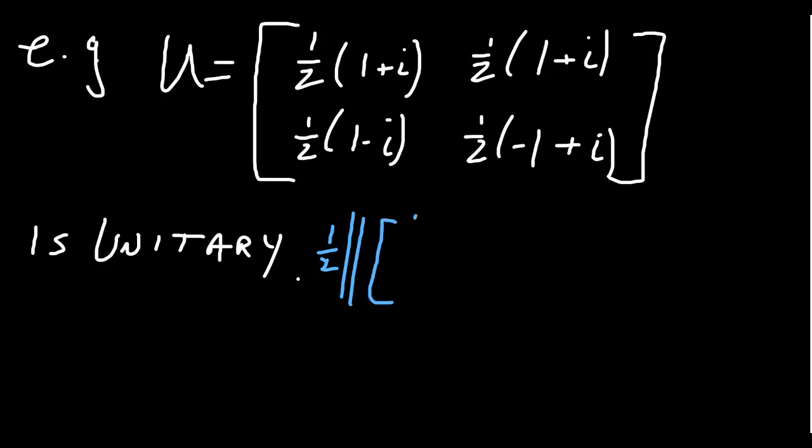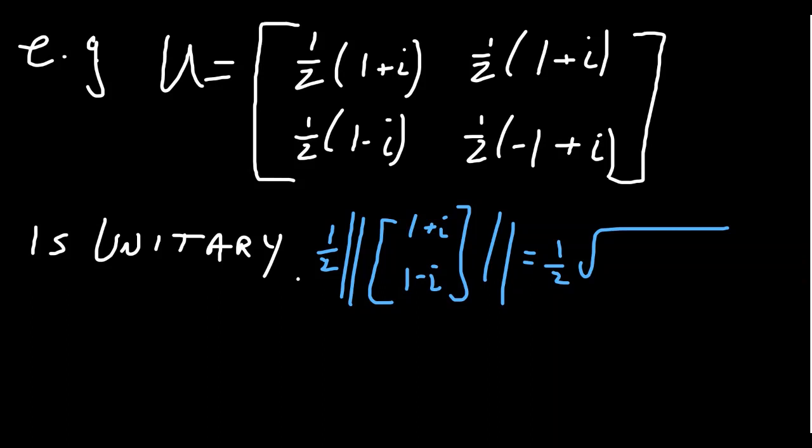So if you take 1 plus I, 1 minus I, take the length of this thing. You're going to get 1/2 the square root of, well, 1 plus I times its conjugate is a 2. And if you get 1 minus I times its conjugate, that's also a 2. So you end up with 1/2 times the square root of 4, which is 2. So you get 2 over 2, which equals 1. So the first vector is a unit vector. A similar calculation shows the second one is a unit vector as well.